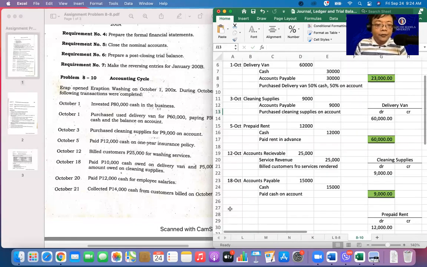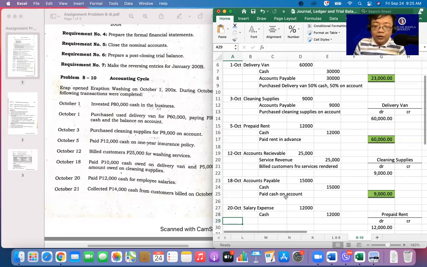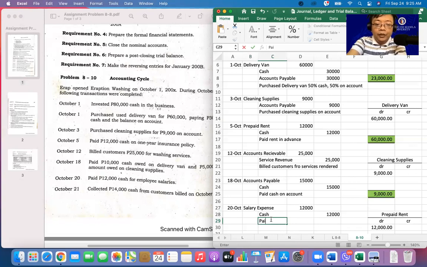Next, October 20. So you have here October 20. Okay, my special day, my birthday. Paid 12,000 cash for employee salaries. So nagbayad tayo ng salary. So we debit here salary expense, of course 12,000, and we credit here cash worth 12,000. So meaning ito ay paid employee salaries.